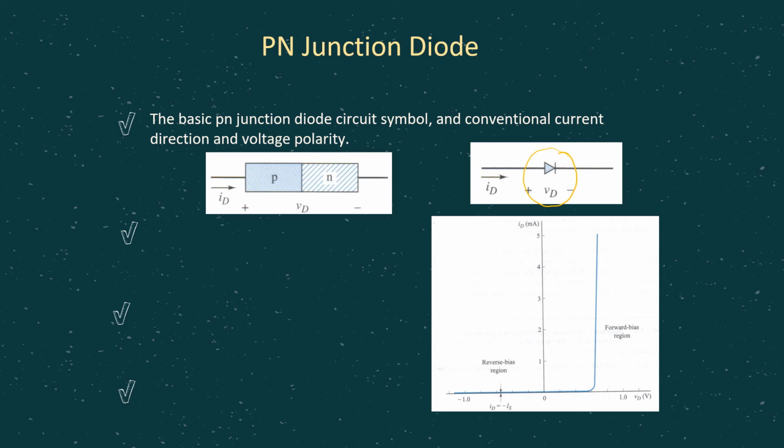Okay, and another thing that you should take note of is that in the diode, our PN junction diode, the current only flows in one direction, from positive to negative. Remember the forward bias and reverse bias. The current can only flow from positive to negative under forward bias condition. Then when it is in the opposite, current cannot flow.